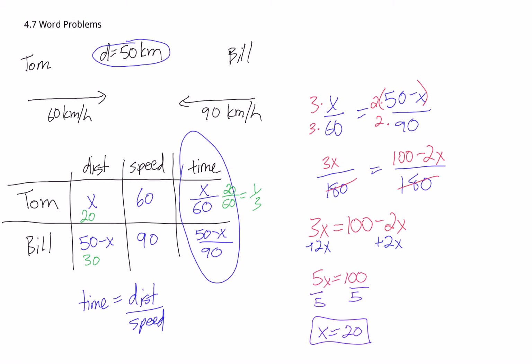And if we do the same thing for this one, if we go 50 minus 20 over 90, that's also going to equal 1/3, which makes sense because they're both driving together, they're going to get there in the same amount of time. So if the question was how far did Tom go, you'd say 20 kilometers. If your question was how far did Bill go, it'd be 30 kilometers. If it says how long did it take them to meet, it'd be 1/3 of an hour or 20 minutes. So any of these questions, the chart is important to make because it'll help you figure out your equation, and then it'll also help you figure out whatever answer the question was asking originally.